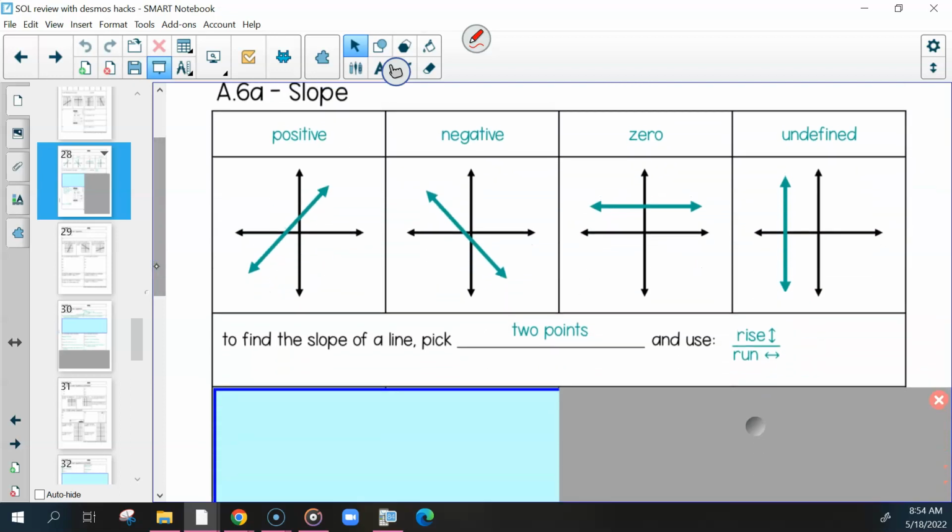For slope, you have positive, negative, 0, undefined. I would draw a quick sketch of each. It doesn't have to be completely accurate. To find the slope, pick two points and use rise over run.